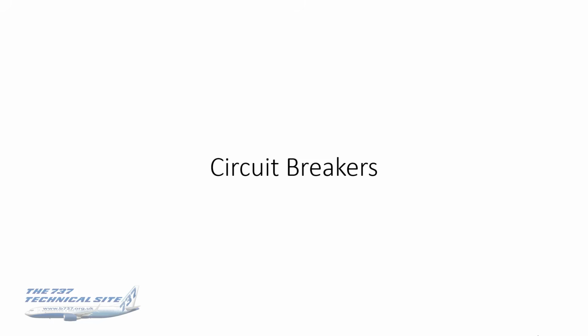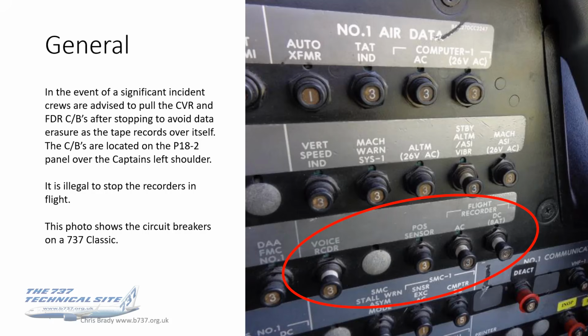Okay, let's just dodge sideways a bit to talk about circuit breakers. Obviously, circuit breakers to do with the FDR and the CVR. Now, in the event of a significant incident, crews are advised to pull both the CVR and the FDR circuit breakers after stopping to avoid data erasure as the tape records over itself. We all know that. What I think we perhaps don't know, or are less sure about, is exactly which circuit breakers do we need to pull, because it isn't actually as simple as it once was.